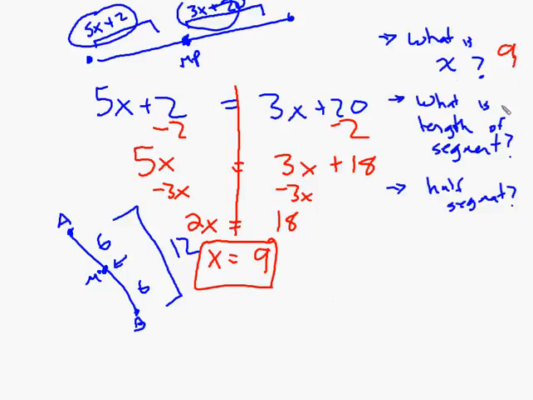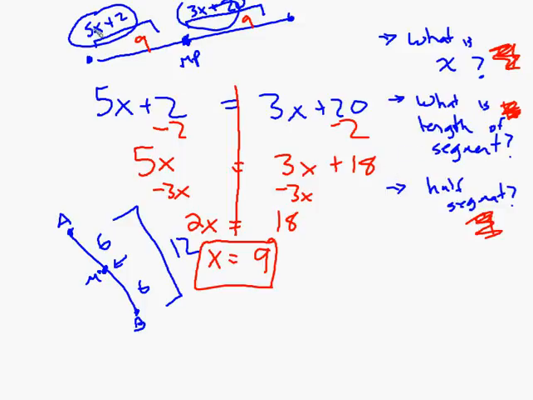So what's the length of the whole segment? 9. No. 18. It's testing y'all. This is 9 and this is 9, so the whole thing, and half the segment, of course, is 9. Well, no, that's just saying that x equals 9. Yeah. Oh, you are right. Good job. X is 9. Good catch.